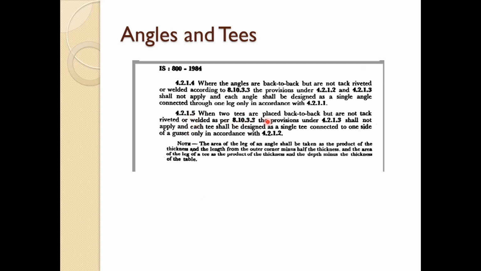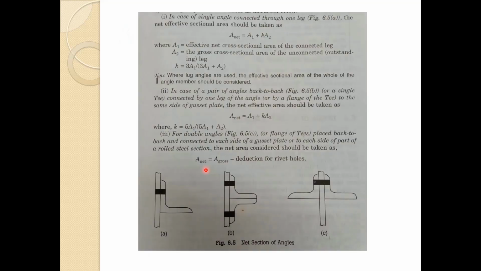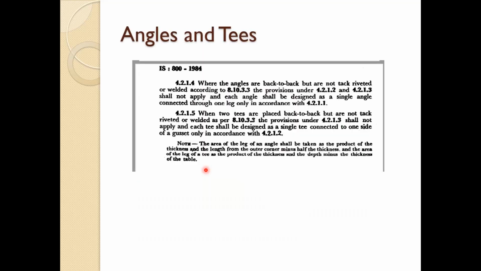Then same in case of T's, if they are back to back but are not tack riveted as per the clause, then again we have to design it separately. 4.2.1.3 shall not apply, and we have to design accordingly as per 4.2.1.2 by using this. So these things should be considered while calculating the net effective area.